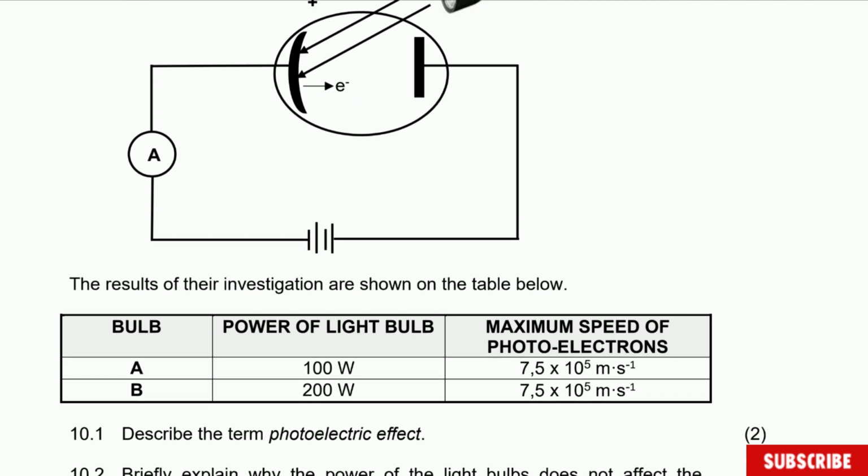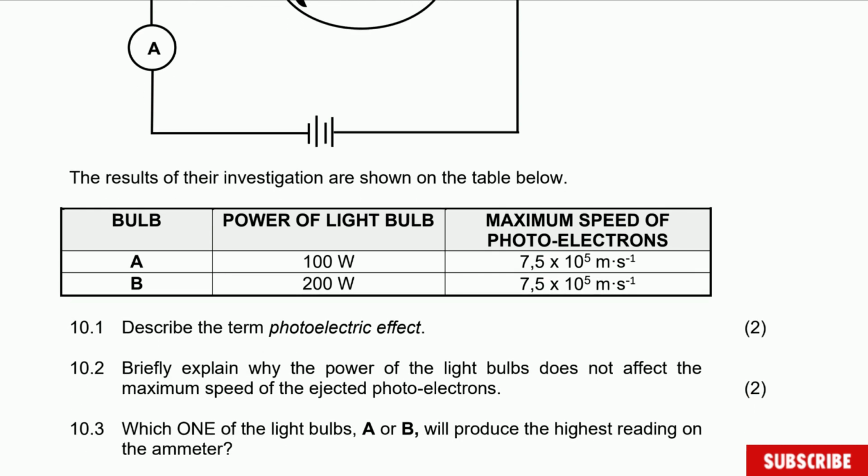The results of the investigation are shown in the table below, in which you have two light bulbs A and B. Power of the light bulb, you have different power of the light bulb, maximum speed of photoelectrons. I want you to know that this power of the light bulb will have an influence on the intensity of light. When you change this power, you are going to change the intensity of the light.